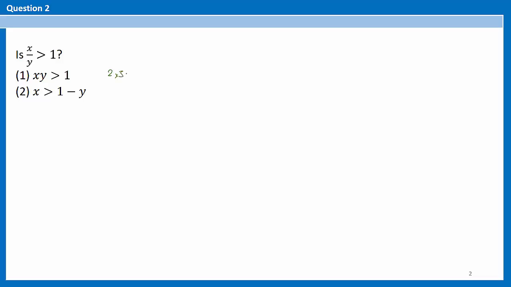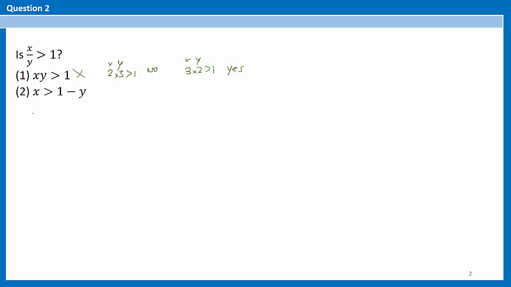2 times 3 is greater than 1. And in this order, if x is 2 and y is 3, 2 over 3 is greater than 1? The answer is no. But I see that it doesn't matter if I change the order. 3 times 2 is greater than 1. It makes the statement true. But if I replace it in that order in the question, it answers yes. So we have two values that make the statement true and answer yes and no to the question. So statement 1 is definitely not sufficient.